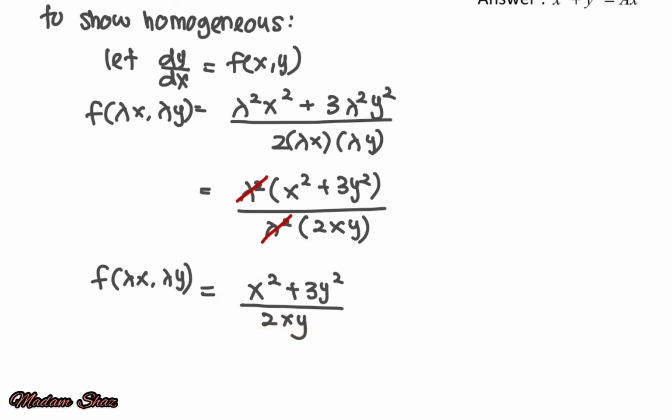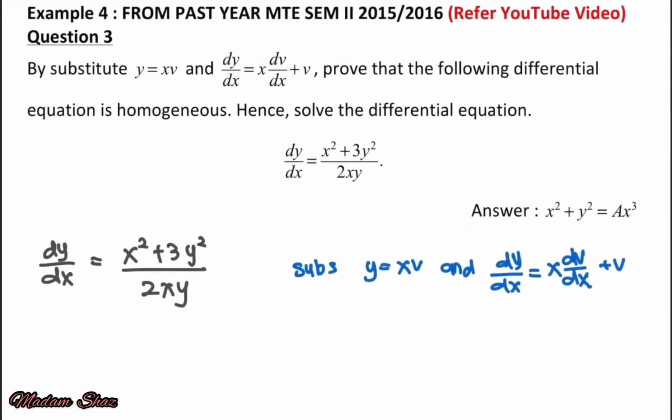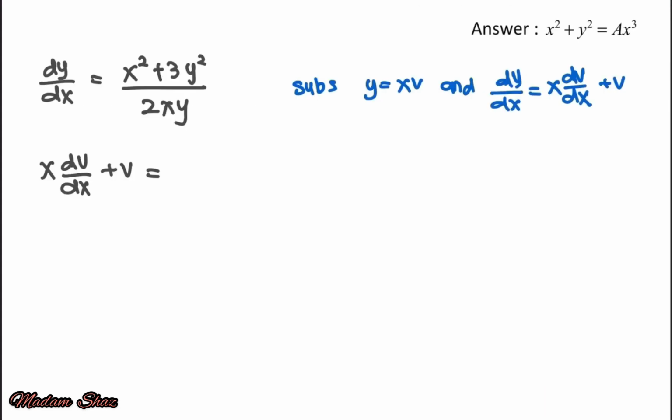So this means that f(lambda x, lambda y) is equal to f(x,y). Therefore, this differential equation is homogeneous. So now let us try to solve this differential equation. So dy over dx will become x dv over dx plus v, equal to x square plus 3y square divided by 2xy, where we only change y equal to xv.